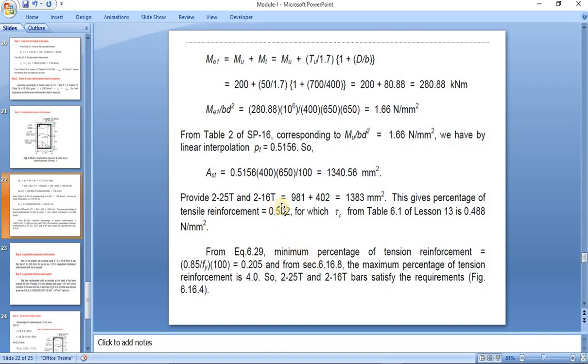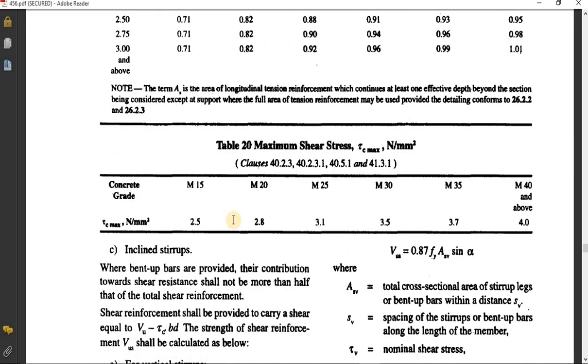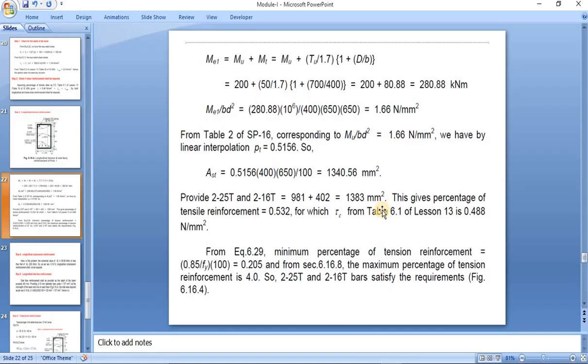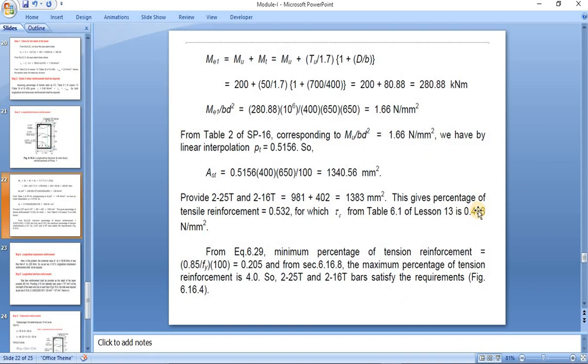While calculating tau c initially, we assumed 0.5 percentage of tension reinforcement, but here a revision occurs and the percentage of reinforcement we are providing is 0.532. According to that, tau c we have to calculate. Tau c is calculated by using table number 19, where in place of AS we need to provide the percentage of reinforcement. So I am going to get 0.488. I have done interpolation between 0.48 and 0.56 based on the 0.5 and 0.75 values.